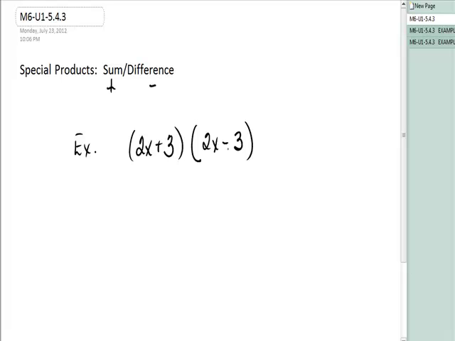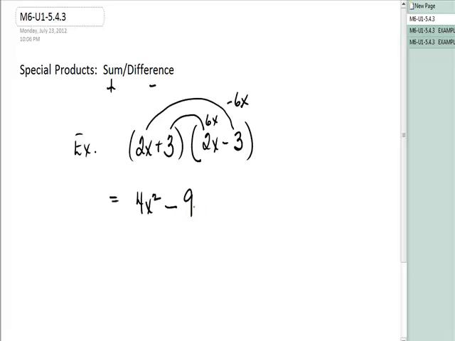When you do these, let's see what happens. Let's do it by FOIL first. 2x times 2x gives me 4x squared. The outer product is negative 6x. The inner product is positive 6x. Because they are opposites, they cancel out, and you have no middle term down here. Go to the last. Positive 3 times negative 3 gives you negative 9.